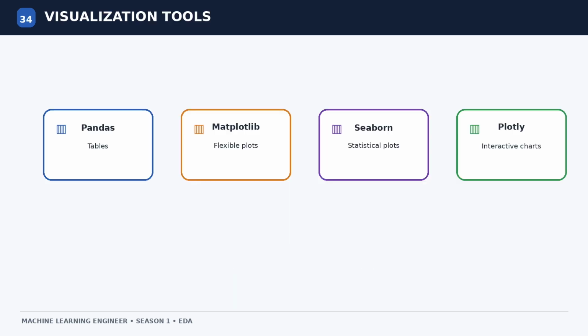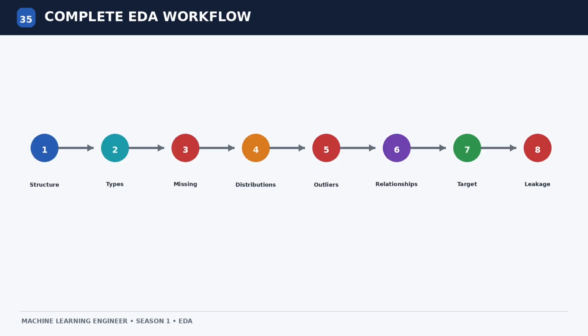For visualization, Python engineers commonly use libraries such as matplotlib, seaborn, and plotly. The goal isn't to create beautiful charts just for presentation. The goal is to use visualization to discover patterns, anomalies, and relationships that may not be obvious from raw numbers. So, if you want a simple mental framework for EDA, think of it as a sequence. First, understand the structure, then inspect data types and missing values, analyze distributions and outliers, study relationships between features, understand the target, and finally look for issues such as leakage and data quality problems.